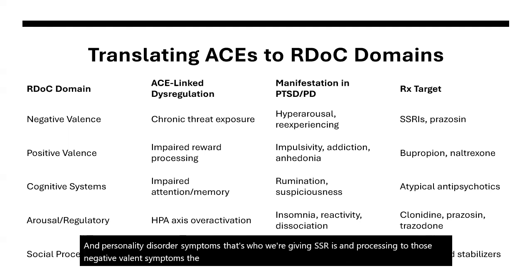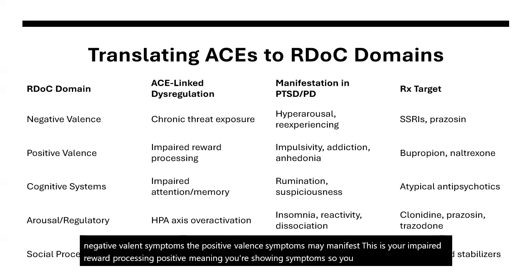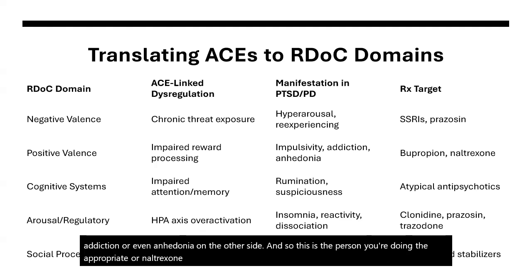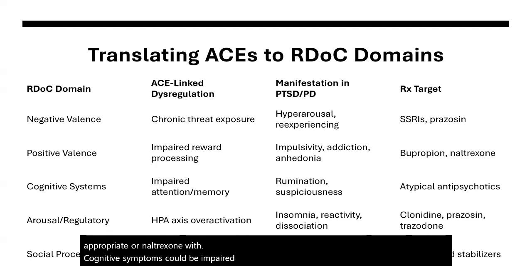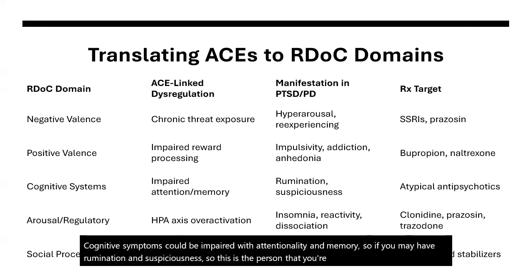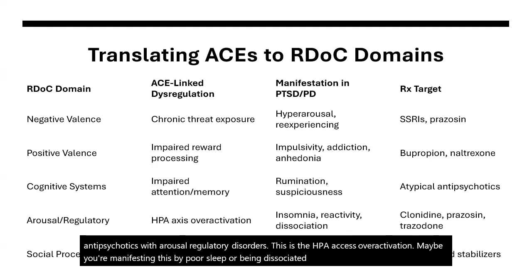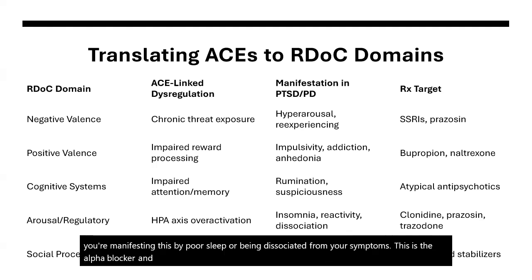The positive valence symptoms may manifest, this is your impaired reward processing. Positive meaning you're showing symptoms. So you may have impulsivity, addiction, or even anhedonia on the other side. And so this is the person you're doing bupropion or naltrexone with. Cognitive symptoms could be impaired attentionality and memory. So you may have rumination and suspiciousness, so this is the person that you're using the atypical antipsychotics with. Arousal regulatory disorders. This is the HPA axis overactivation. Maybe you're manifesting this by poor sleep or being dissociated from your symptoms. This is the alpha blocker and trazodone person that you are trying to contend with here.